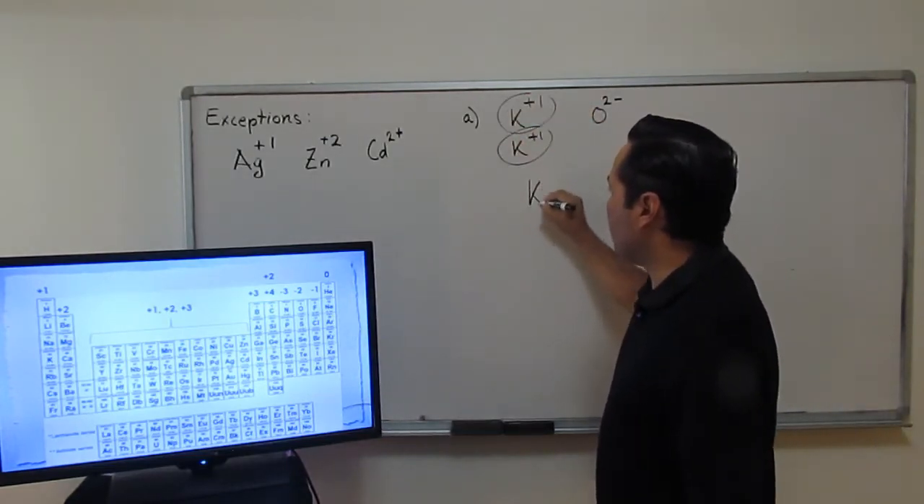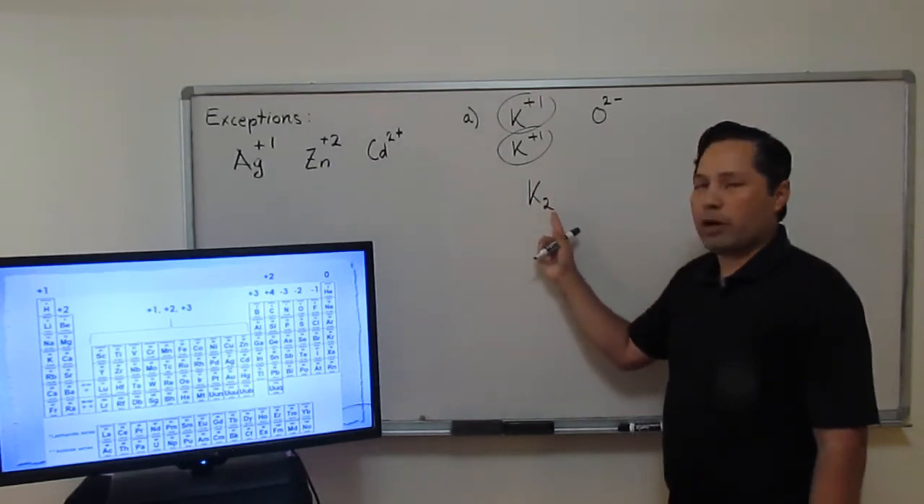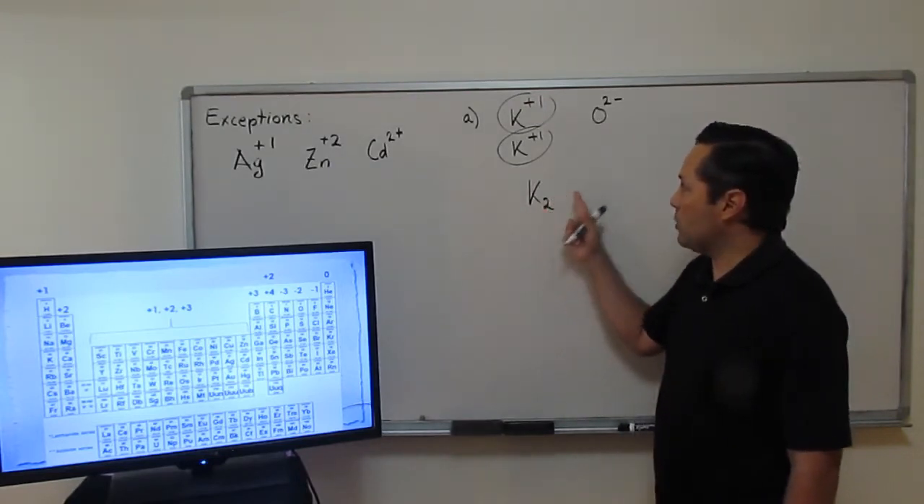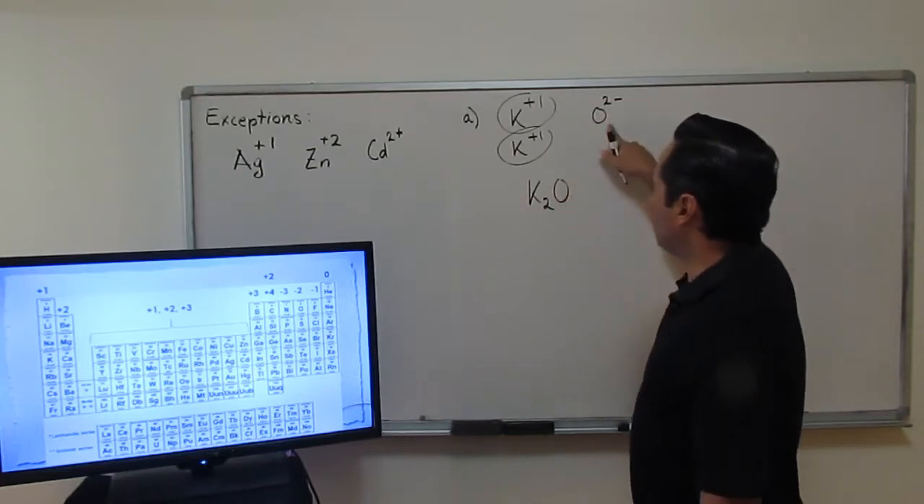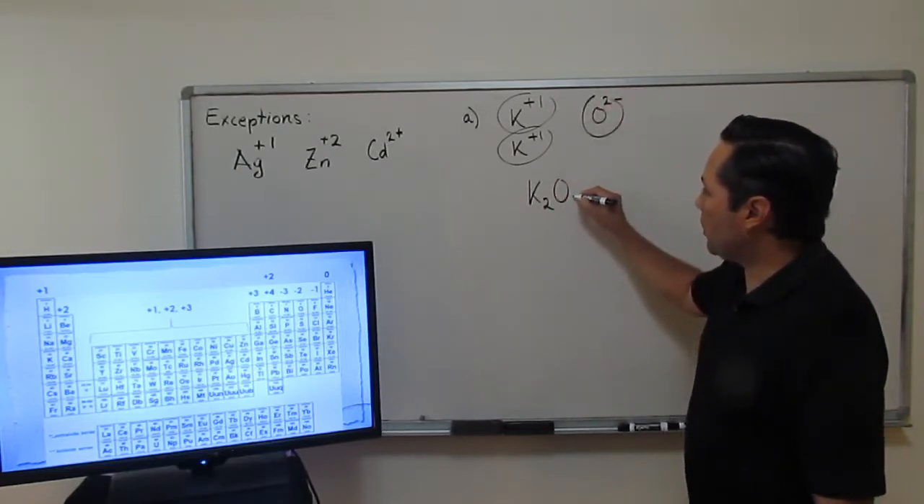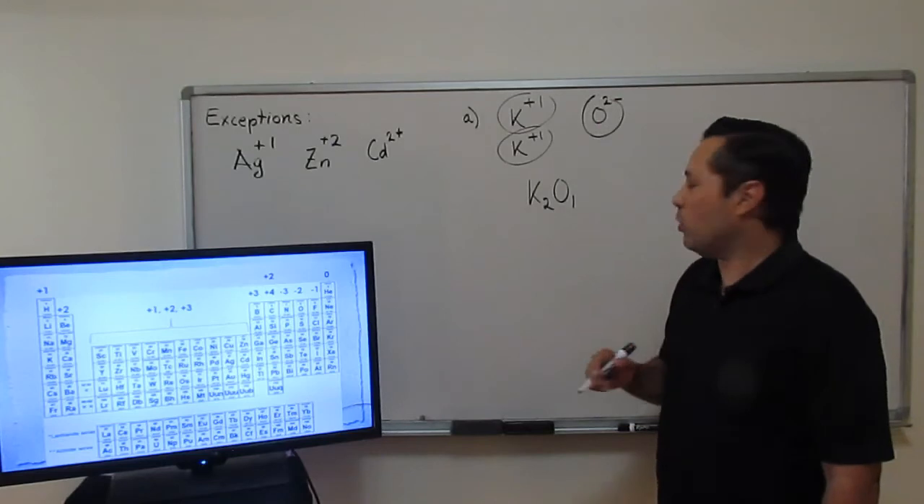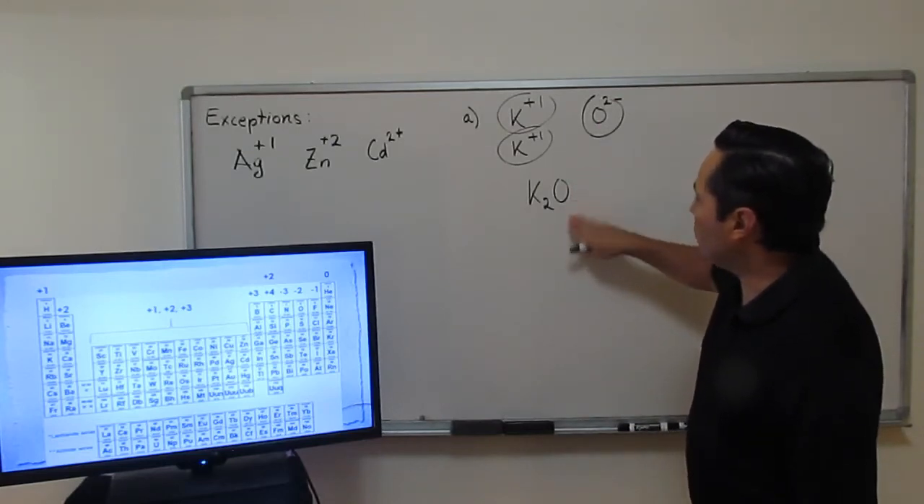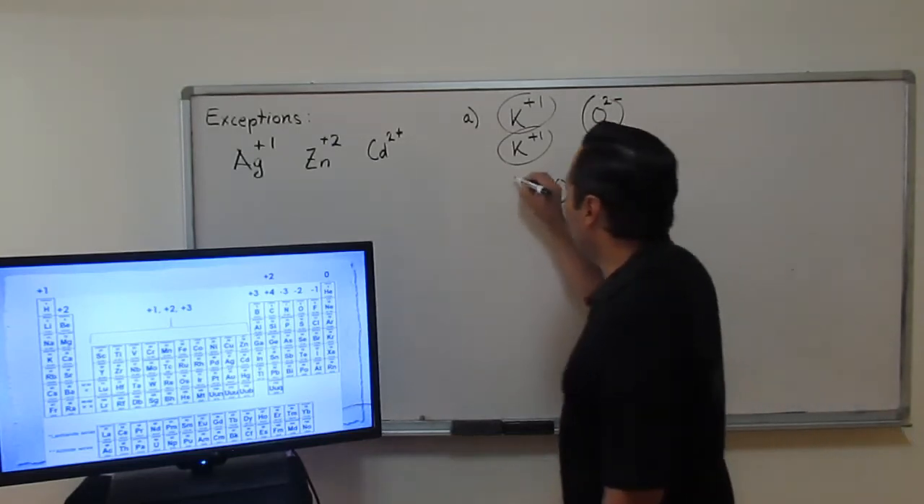So our formula is we have 2 Ks. You write a K with a small 2 on the bottom right corner. That means there are 2 Ks. And right next to it, an oxygen. There's only one of them, but in chemistry, we don't put ones. So that will be our answer for letter A.